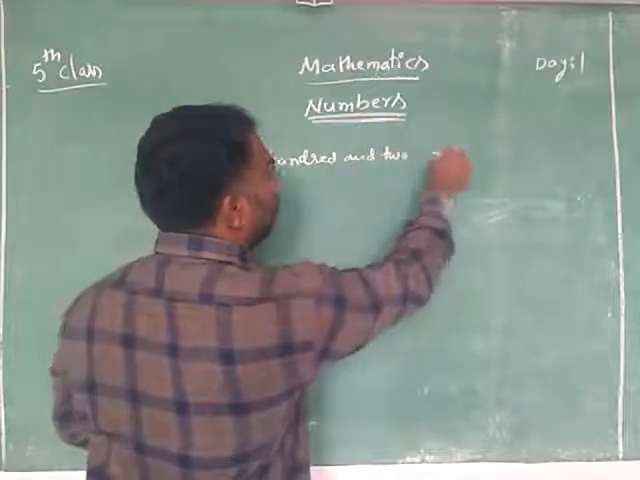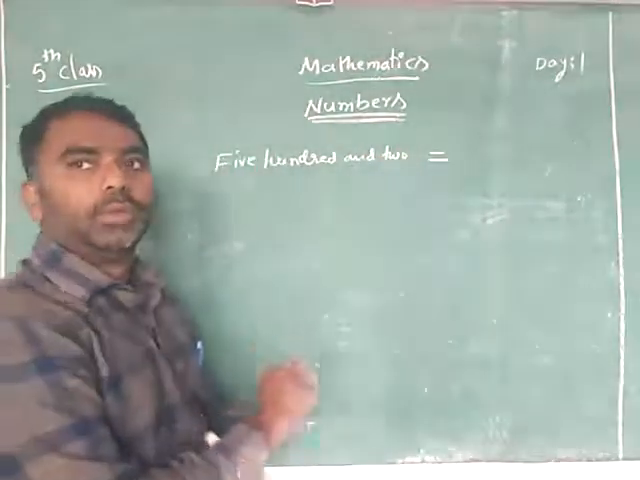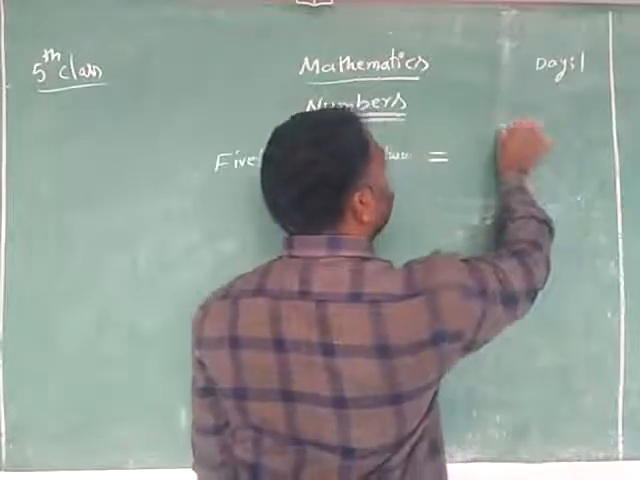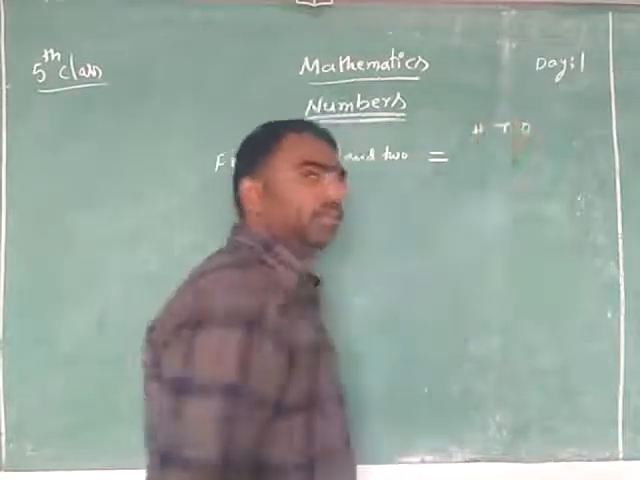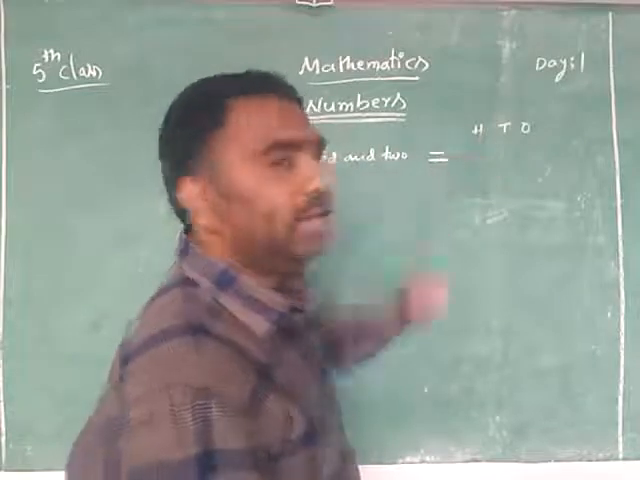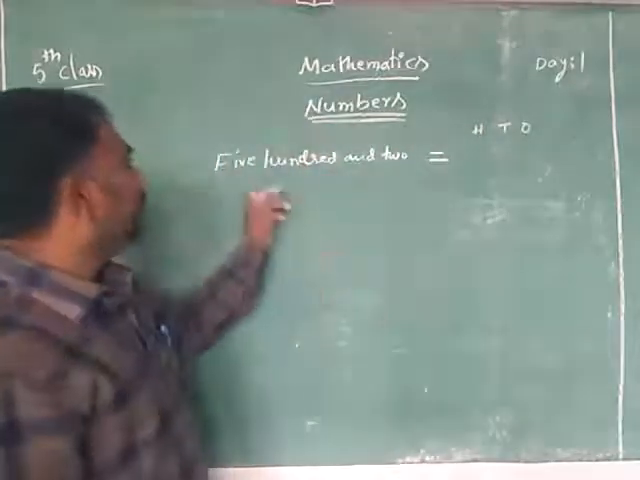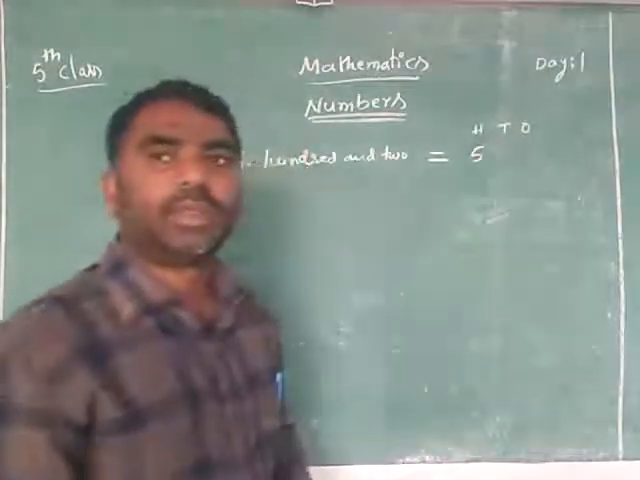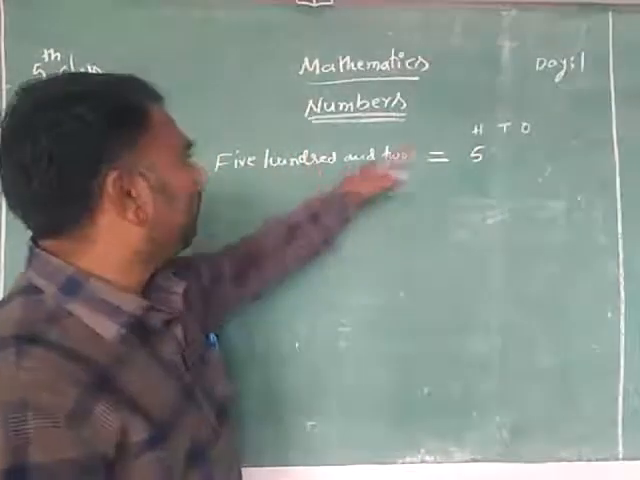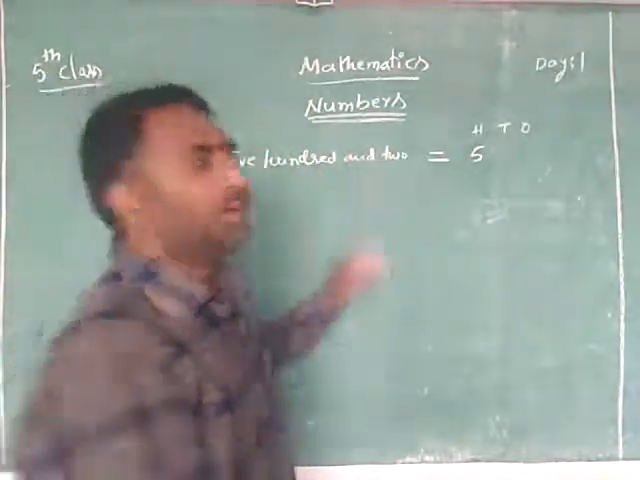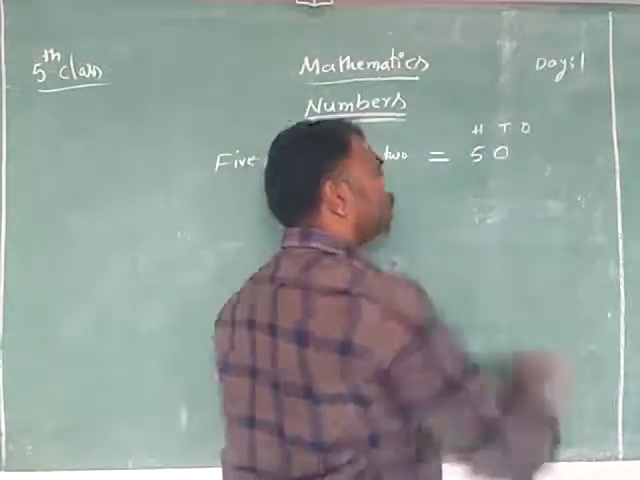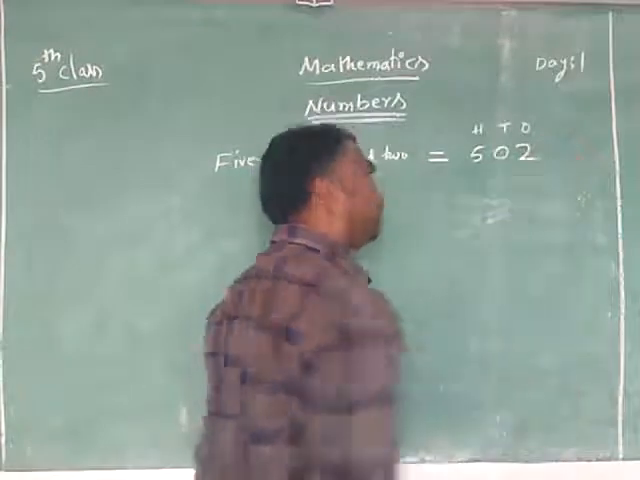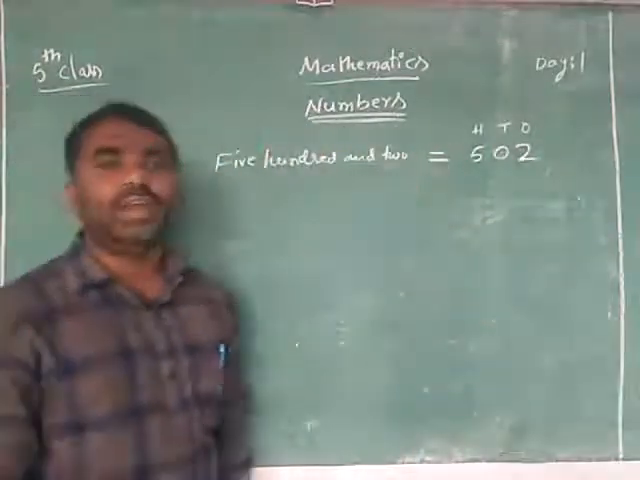502. How do you write this number? You write it like this. I already told you about ones, tens, and hundreds places. First, how many hundreds are there in this? You read it: 500s are there. So immediately 500. And there are no tens, so what will you write here? 0. And 2: how many ones are there? 2. That's why it is 502.